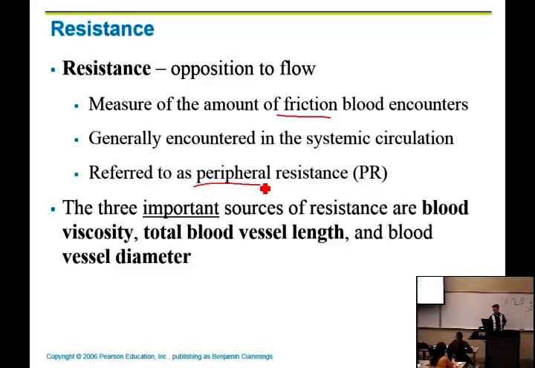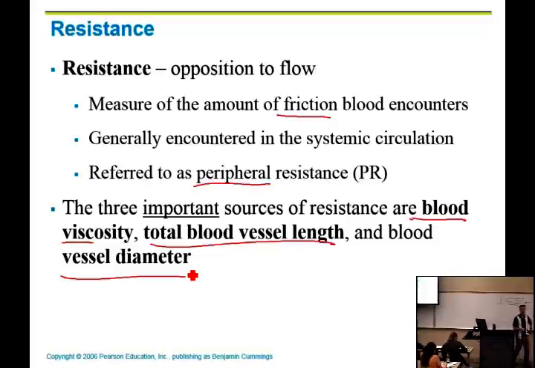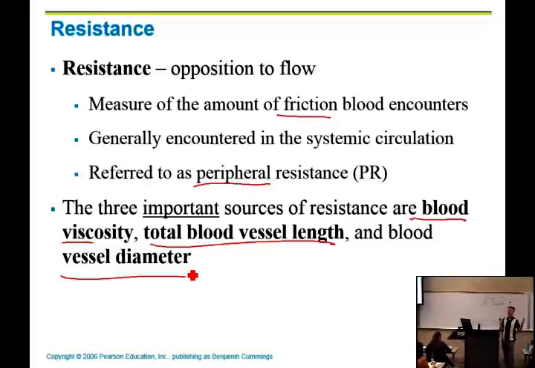And there are three different sources of resistance. One is blood viscosity, the other one's blood vessel length, and the other one's vessel diameter. Now we already talked about diameter, right? Like in the veins, we want a nice open lumen, which means that most of that blood is going right through the channel and it's not in contact with the wall. So that makes it easier for it to flow through that particular area, okay? But the smaller the blood vessel, the more resistance there's going to be, right?